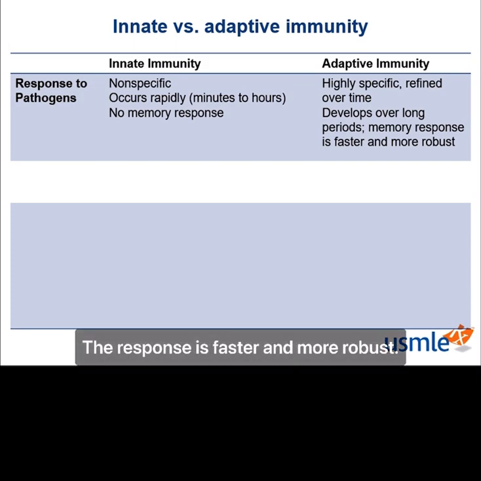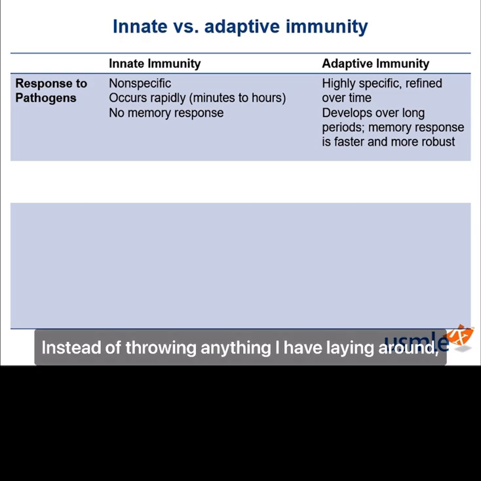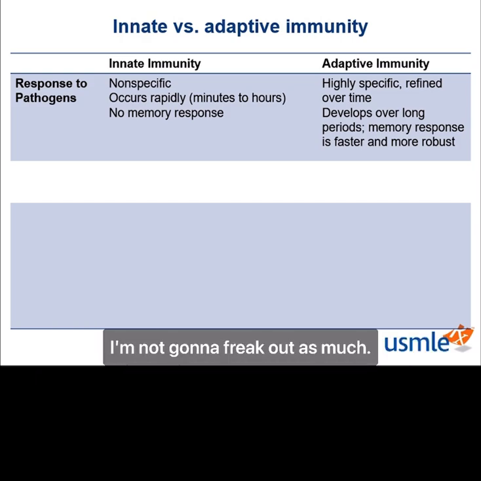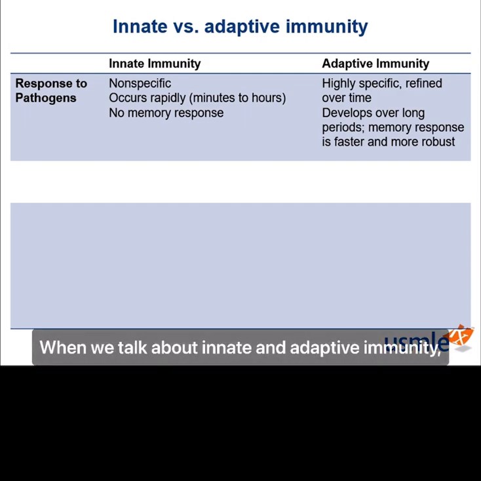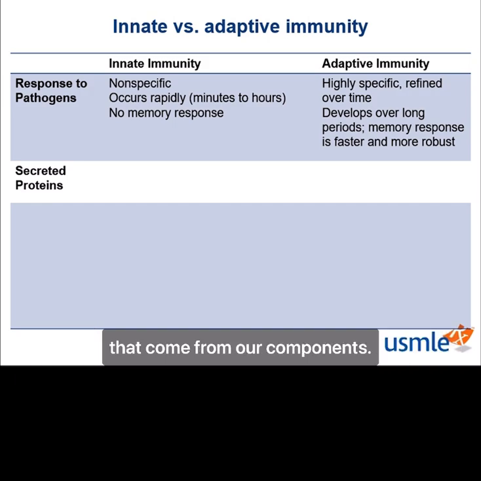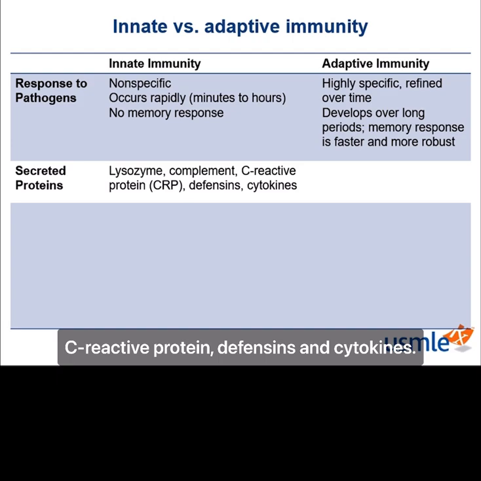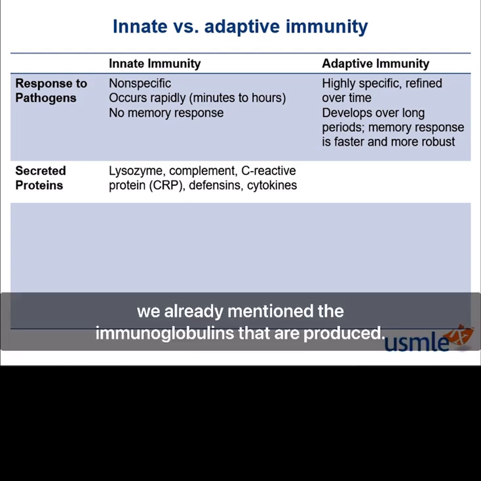The response is faster and more robust. Instead of throwing anything I have laying around, I have my trash can. I'm not going to freak out as much. I've seen this snake before, and it's not about to take another hour of studying from me again. When we talk about innate and adaptive immunity, we have secreted proteins that help us in our defense that come from our components. So in innate immunity, we have lysozyme, complement, C-reactive protein, defensins, and cytokines. And in adaptive immunity, we already mentioned the immunoglobulins that are produced.